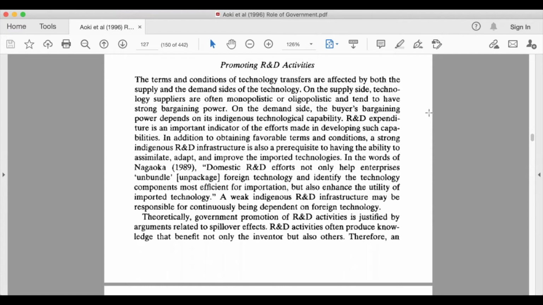R&D expenditure is an important indicator of the efforts made in developing such capabilities. In addition to obtaining favorable terms and conditions, a strong indigenous R&D infrastructure is also a prerequisite to having the ability to assimilate, adapt, and improve the imported technologies. In the words of Aoki, domestic R&D efforts not only help enterprises unbundle, that is, unpackage foreign technology and identify the technology components most efficient for importation, but also enhance the utility, how you use the imported technology. A weak indigenous R&D infrastructure may be responsible for continuously being dependent on foreign technology.